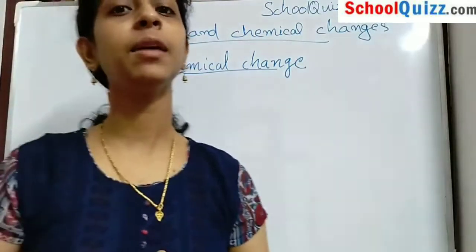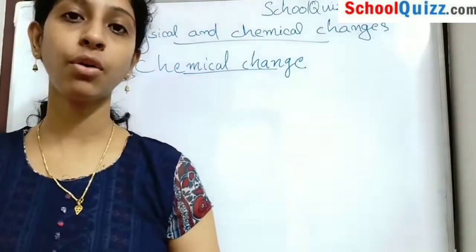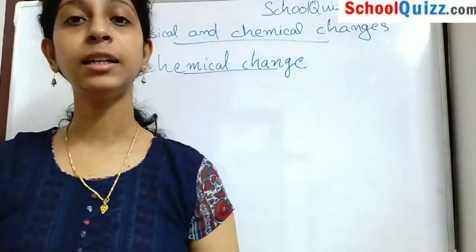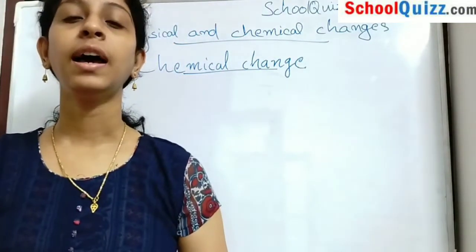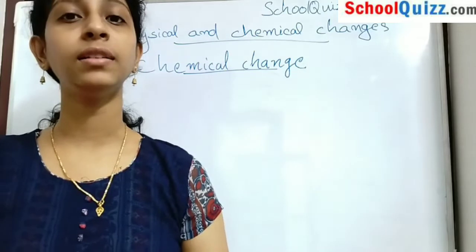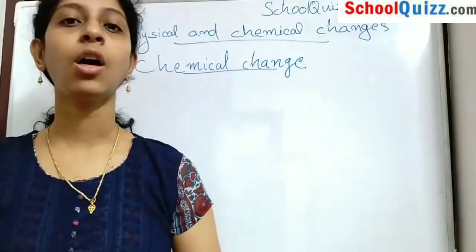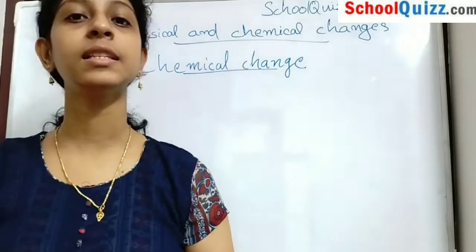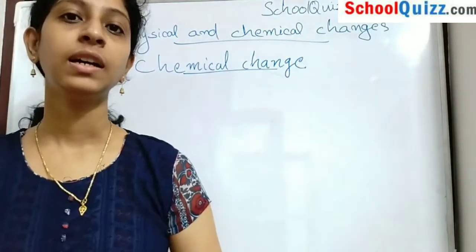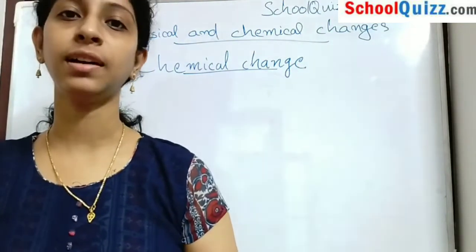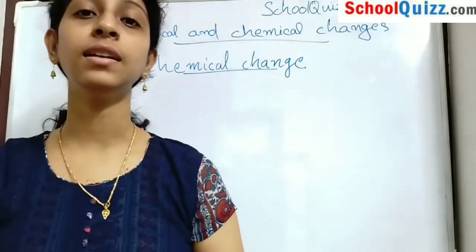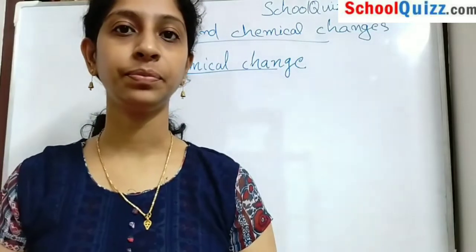A familiar chemical change is the rusting of iron. When iron particles or iron furniture are open to the atmosphere for a long time, the shine disappears and it turns brownish in color. That is rust. The process is known as rusting.